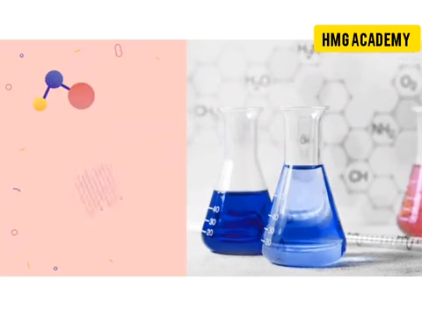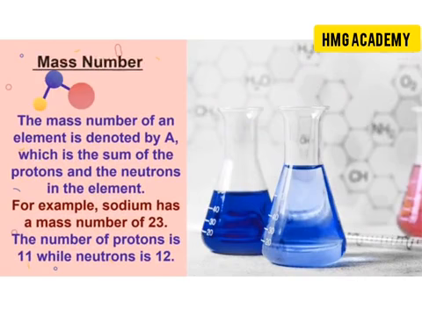Now, let's take a look at mass number. What is mass number? The mass number of an element is denoted by A, which is the sum of the protons and the neutrons in the element. For example, sodium has a mass number of 23. The number of protons is 11, while the number of neutrons is 12. The sum of 11 and 12 is 23.